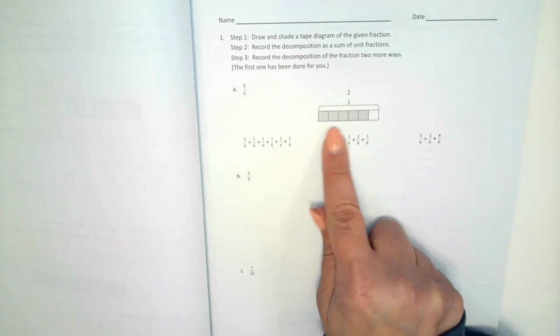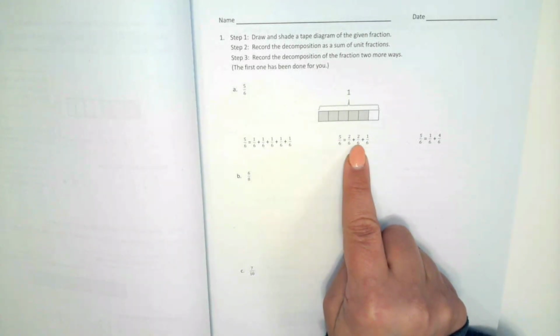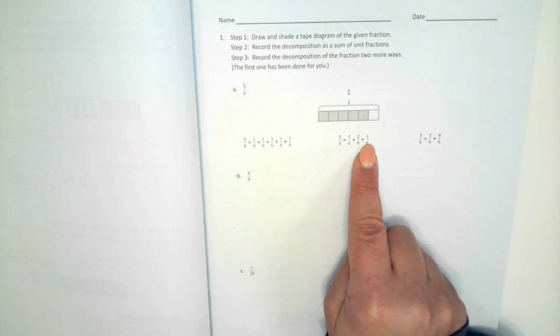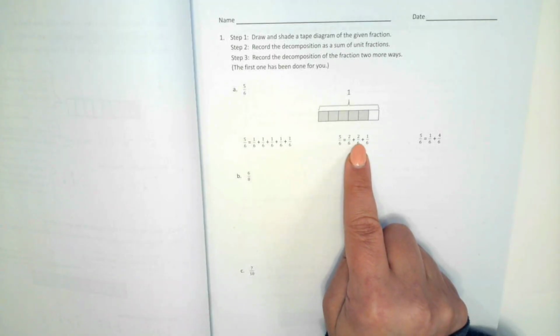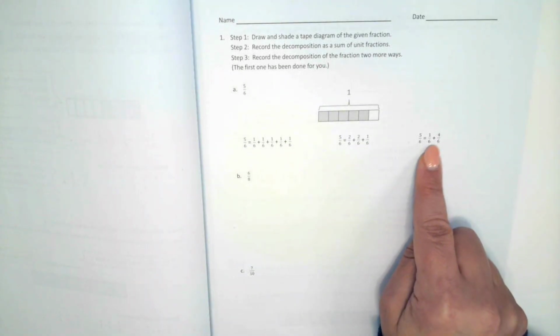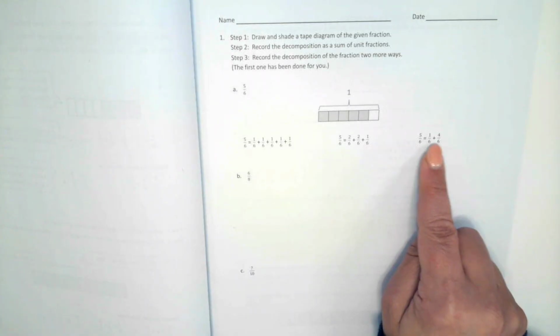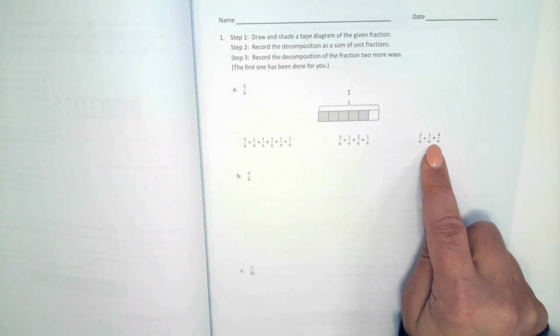Here's another way you could decompose 5/6. You could do 2/6 plus 2/6 plus 1 more sixth. Let's count that. 2/6, 4/6, 5/6. And one more way to decompose it. You could do 5/6 equals 1/6 plus 4 more sixths. You can add the numerators. 1 plus 4 equals 5, and the denominator stays the same.